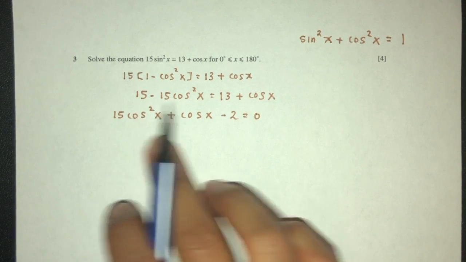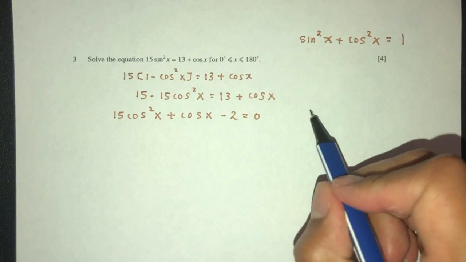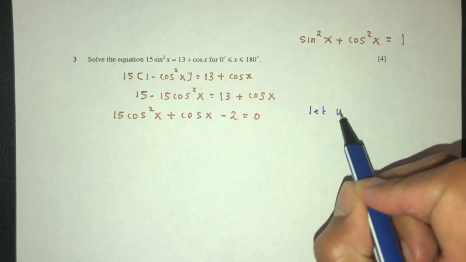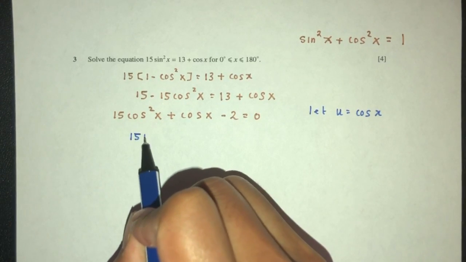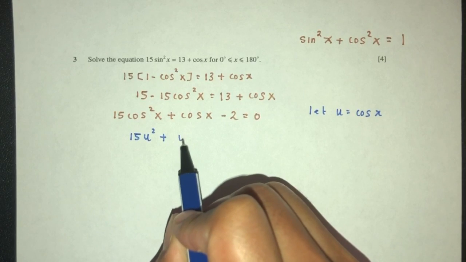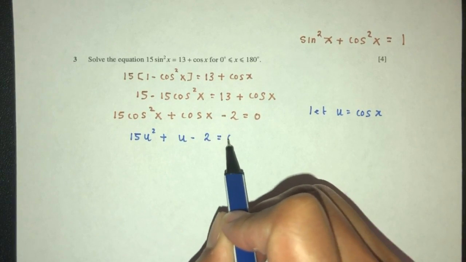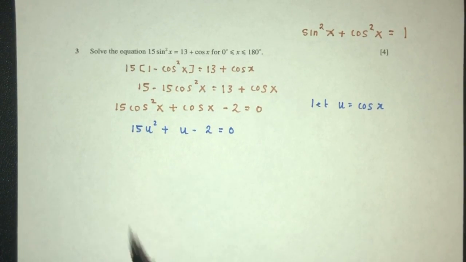Now again, if this is too hard for you to see it, we can do something. We can let u equal to cos x. You will see that will be 15 u square plus u minus 2 is 0. So now it is pretty simple. We can factorize.